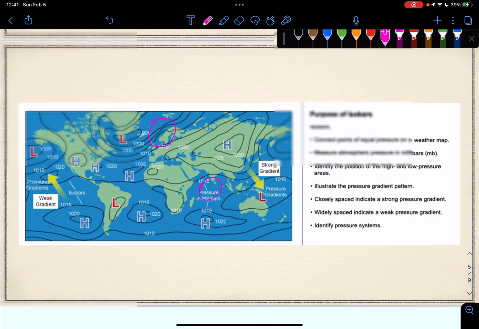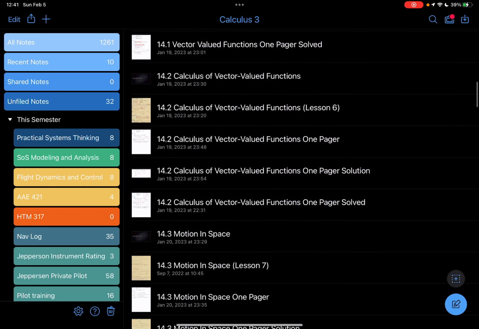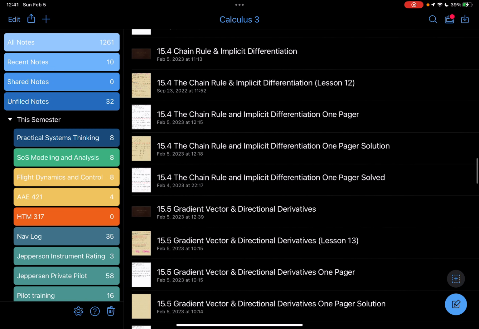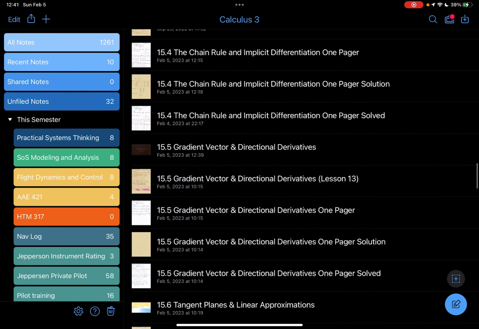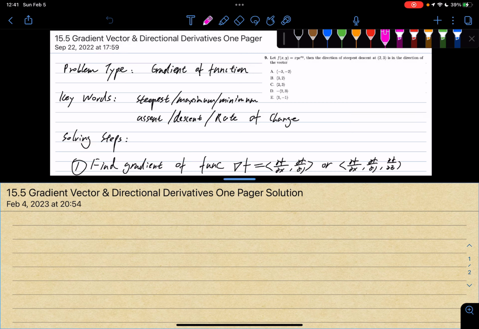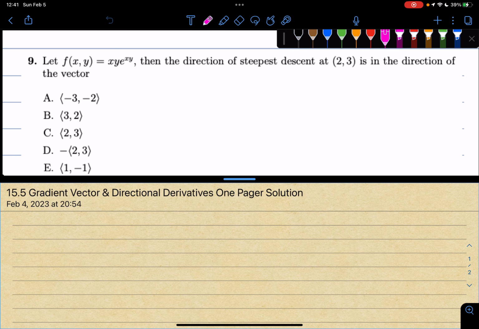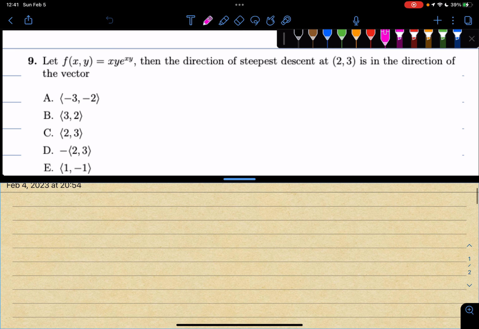So let's go ahead and do some real problems, real past exam problems. We are at 15.5. Let's open the one-pager, the worksheet. So let the function be as such, and the direction of the steepest descent at (2,3) is in the direction of the vector. So here's my question for you: what type of question is this?